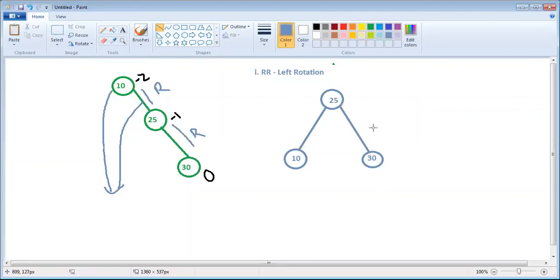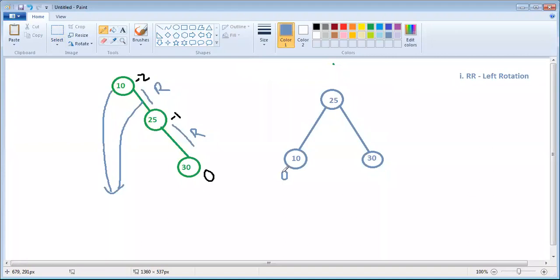Whether it is a proper binary search tree? Yes, ma'am. And whether it is an AVL tree, check all the places. Whether it is following the proper balancing factor. What is the balancing factor of this node?